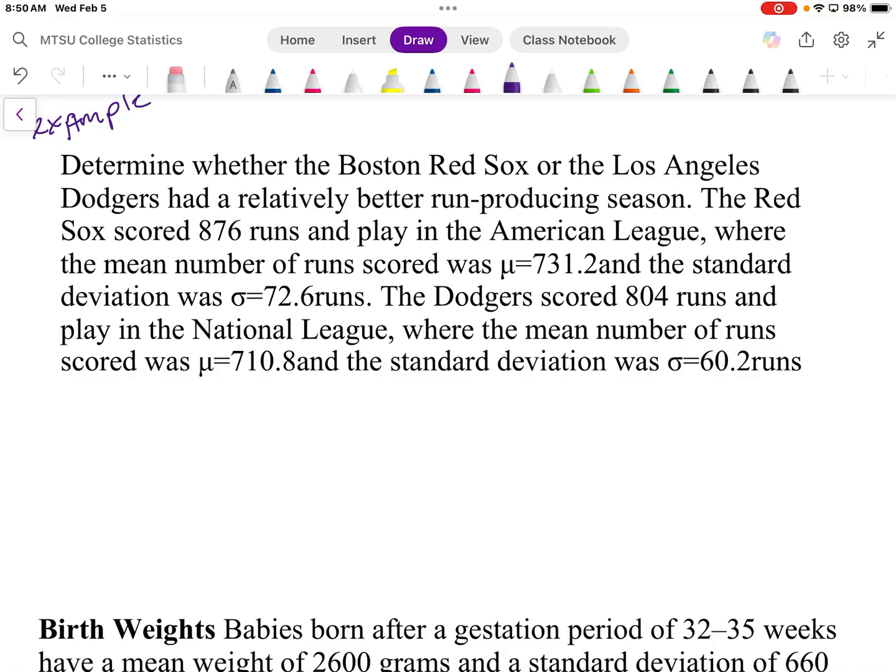Now, I know I have baseball players in here. I do follow Major League Baseball, kind of separated a little bit. I just watch more towards the playoff time.